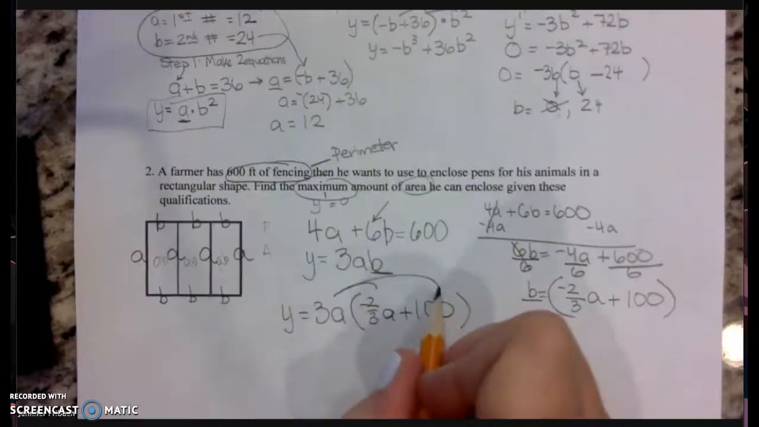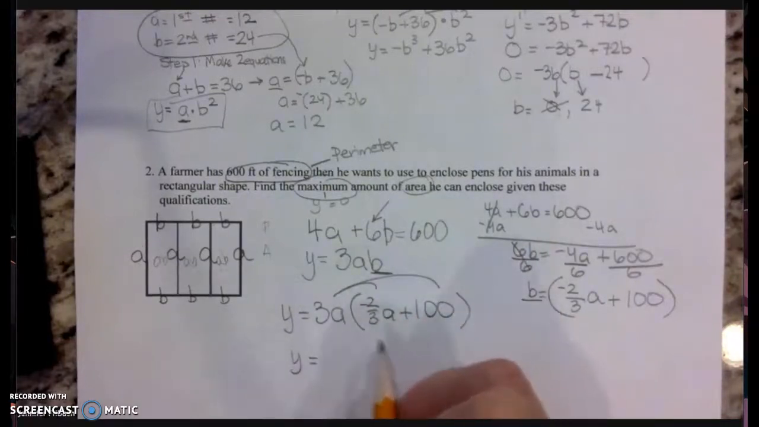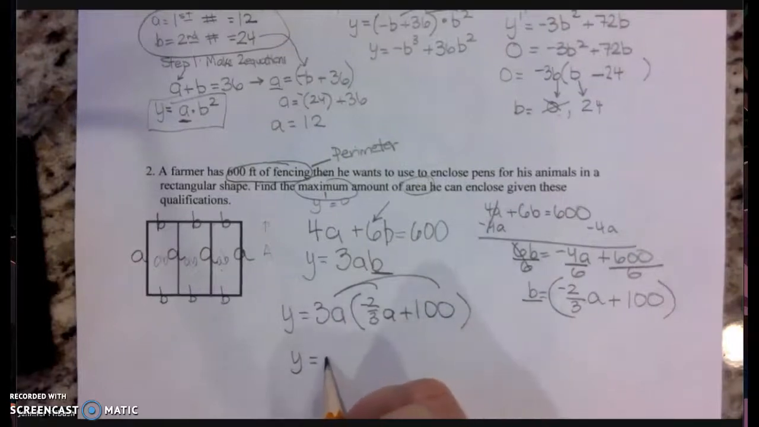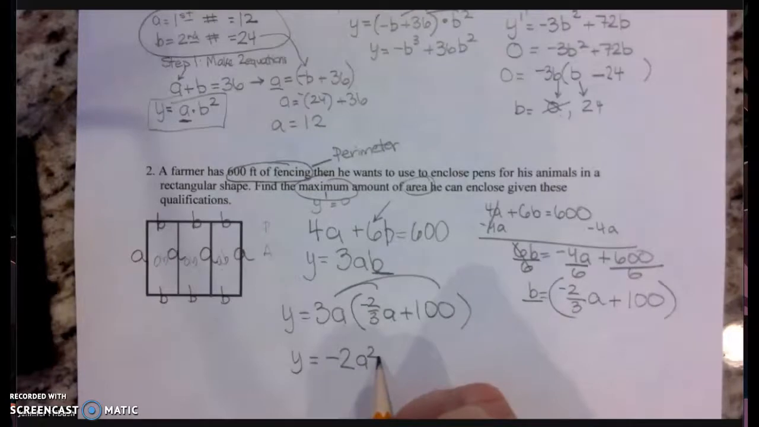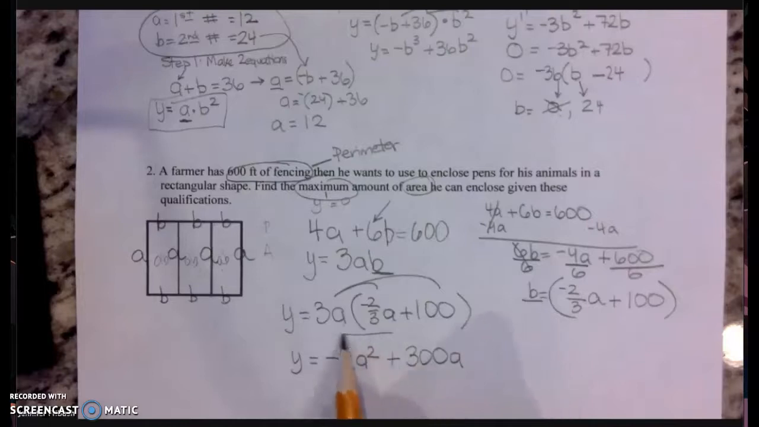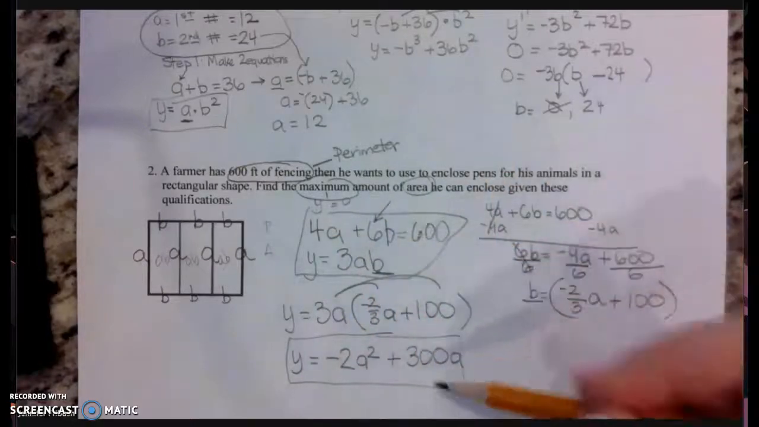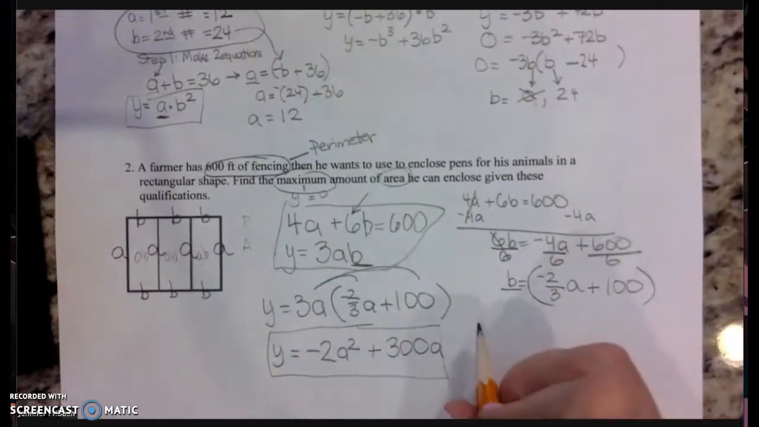Now I'm going to distribute this out. y will equal 3A times this. The 3's will cancel out, and the negative 2 and A is a squared. 3A times 100 is simply 300A. So this is the simplified two equations combined to one. So here's the two equations, here's the simplified, that is one.